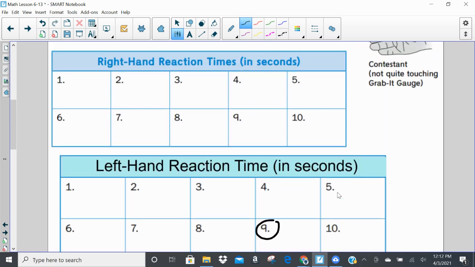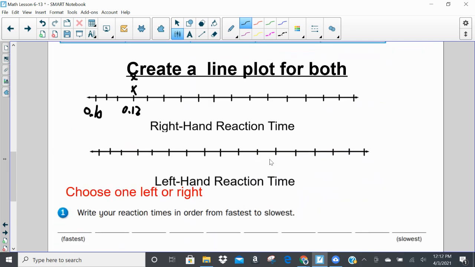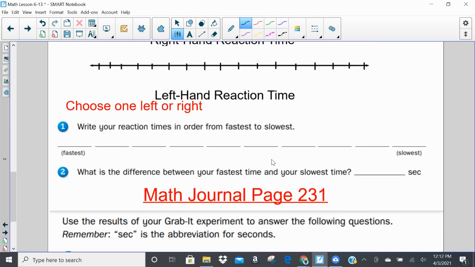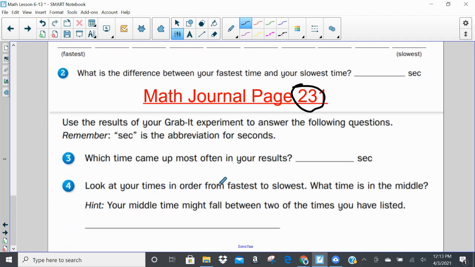You're going to create two line plots, one with your right hand and one with your left hand. And then you're going to follow through with the questions on page 231. All right. Which time came up most often in your results? And then looking at your times, order them from fastest to slowest. Remember, that's going to be the least to greatest for the slowest.